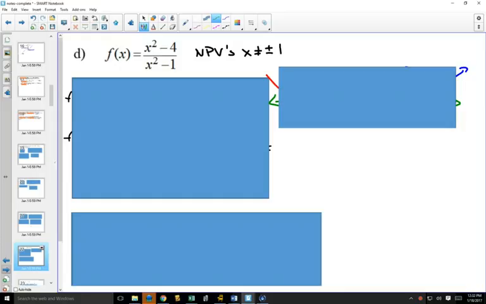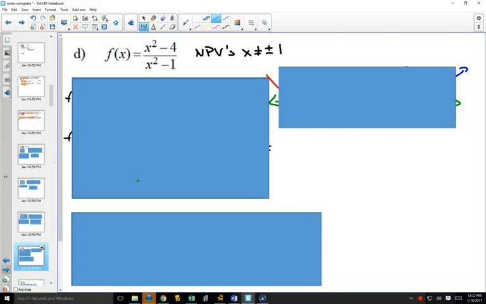So here, our final function has some asymptotes. It has some non-permissible values. Can you see on the bottom that x couldn't be 1 or -1? You could factor the bottom as a difference of squares, and both 1 and -1 are non-permissible values.